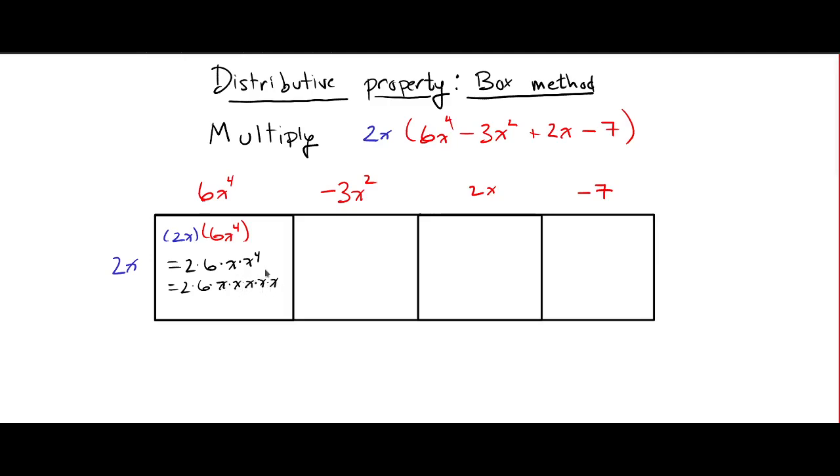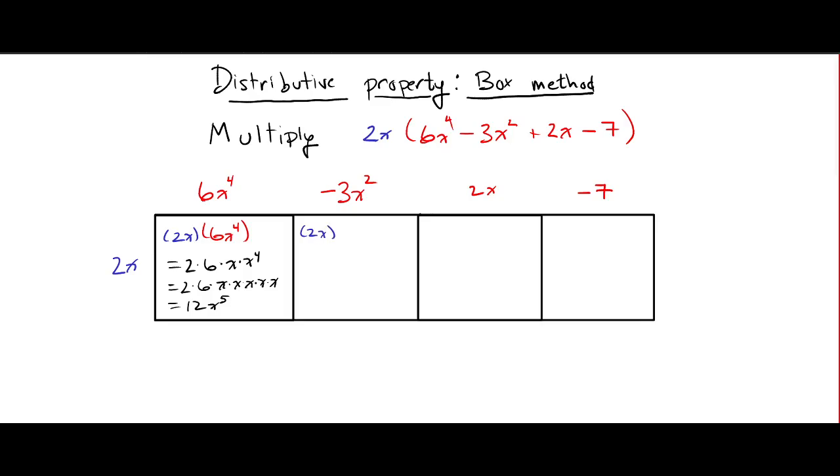There's 1, 2, 3, 4 coming from this x to the fourth. So we have now 5 x's all combined, and 2 times 6 is 12. So this would be 12 times x to the fifth. That's the area of the first box. And then we do the same thing for the next 3 boxes.